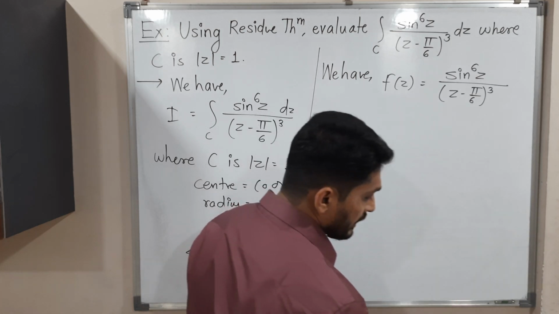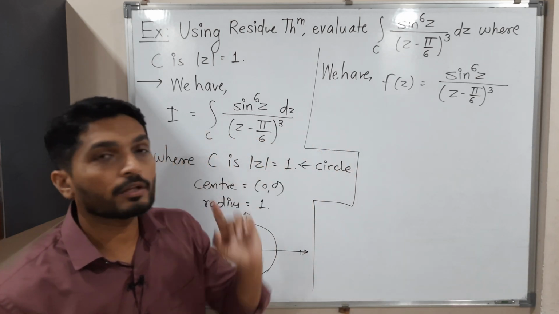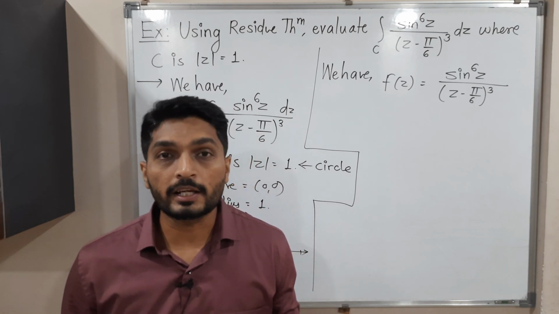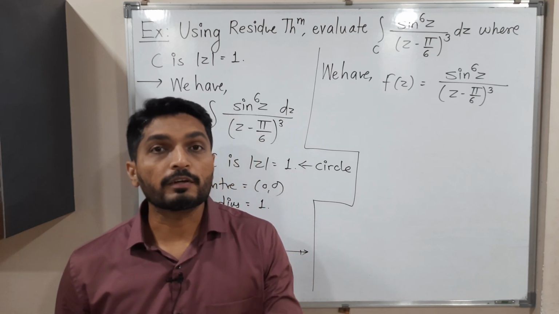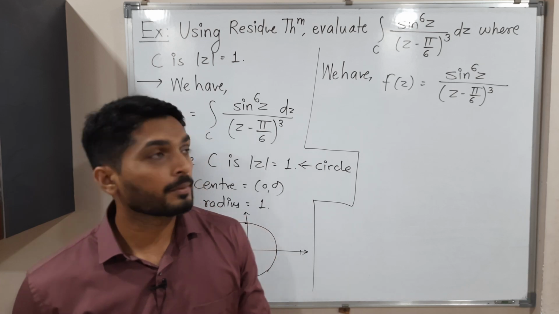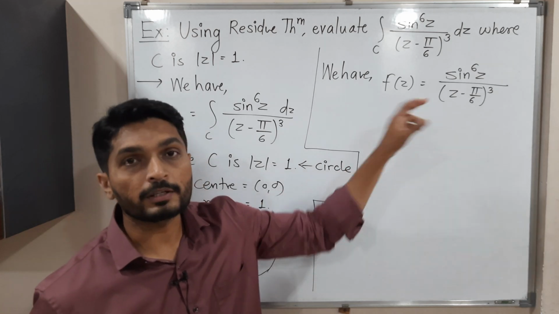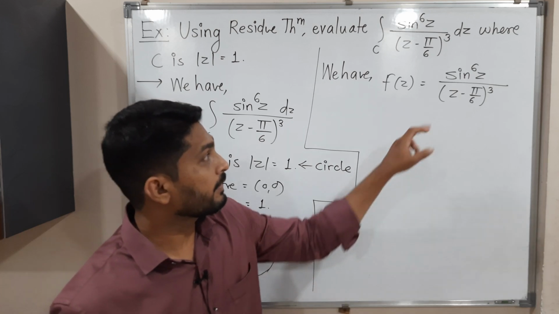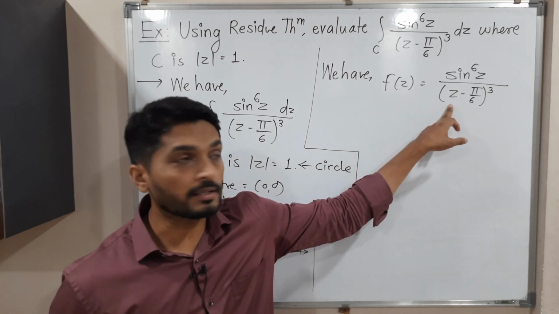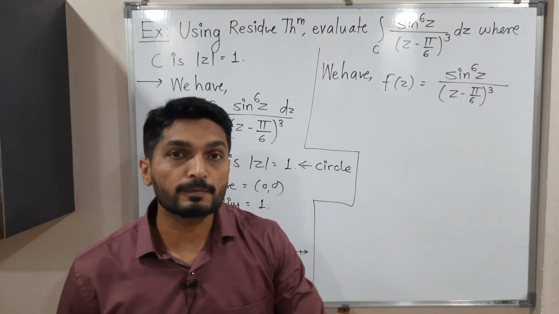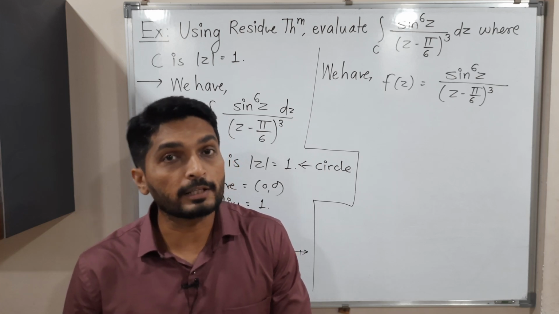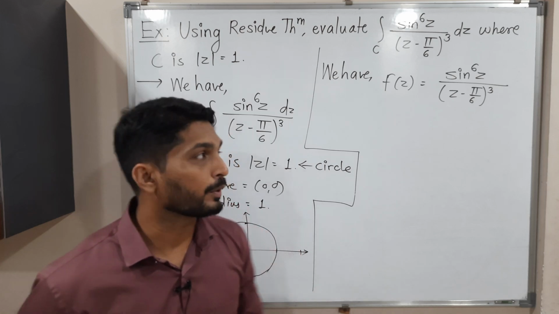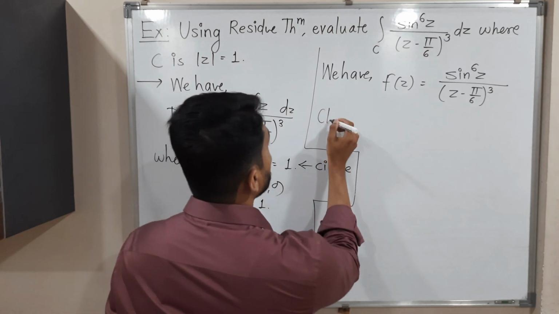So obviously our next task is to find the singular points of this f of z. That means a point where the function is not analytic, or generally we say the point where the denominator is 0. You can easily see in the denominator we have a single bracket z minus pi by 6. If I put z is equal to pi by 6 here, pi by 6 minus pi by 6 will cancel each other and we will get denominator 0. That means pi by 6 is a singular point. Let me mention it clearly.